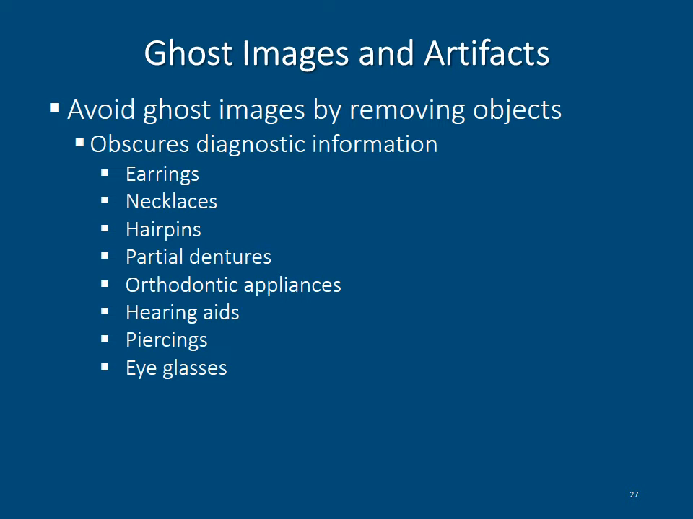The type of radiograph that's taken with panoramics causes ghost images and artifacts to naturally appear. They obscure the diagnostic quality of the information the film offers. When removable objects such as earrings, nose piercings, etc., are not taken off the patient, these objects become major interferences with diagnostic quality. So we want to ensure that there are no earrings, necklaces, hairpins, partial dentures, removable orthodontic appliances, hearing aids, and any type of piercing on the face has been removed from the patient.